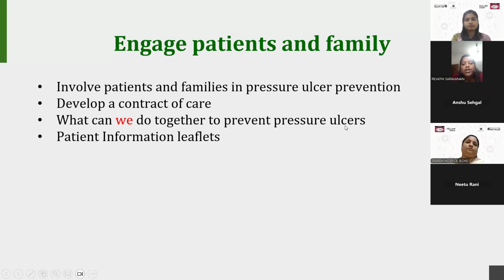Patient information leaflets also have to be kept with the patient's caretaker. If the caretaker is more aware and more educated, you can ask them to maintain the leaflet of the patient's condition. These are tiny tips to maintain high-quality care for the patients. Okay, next slide, please.